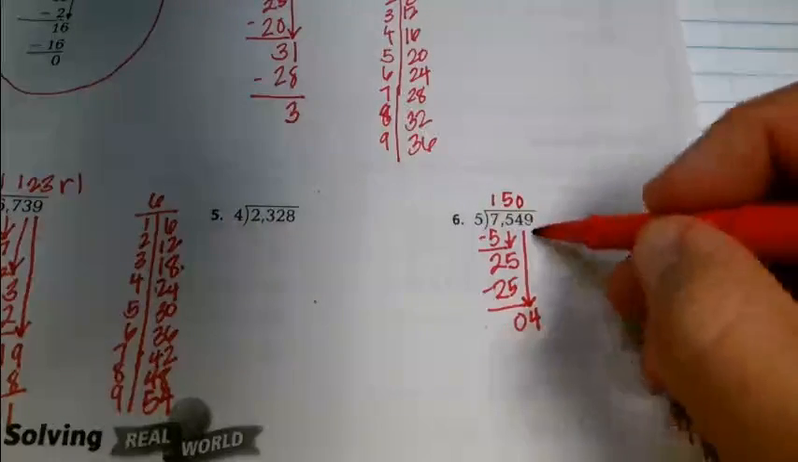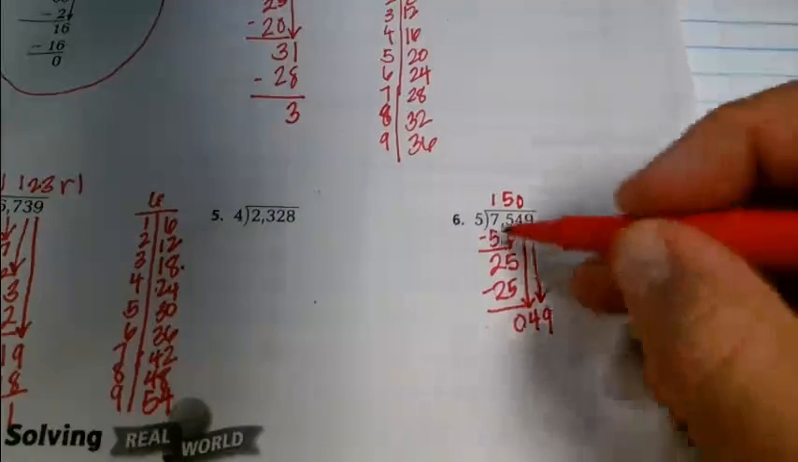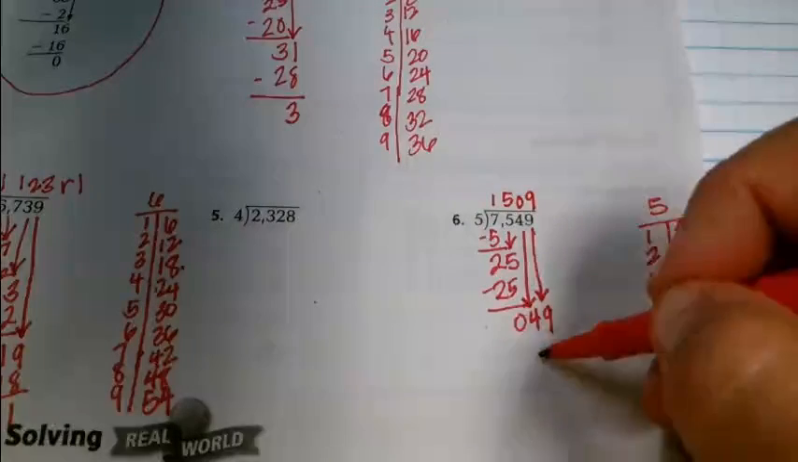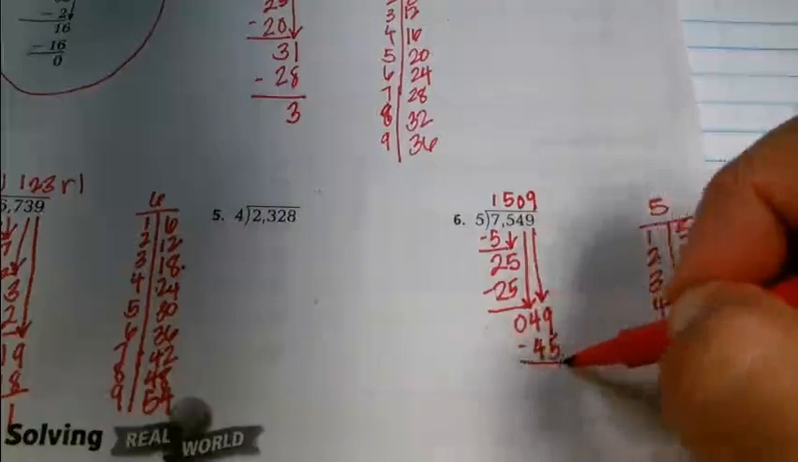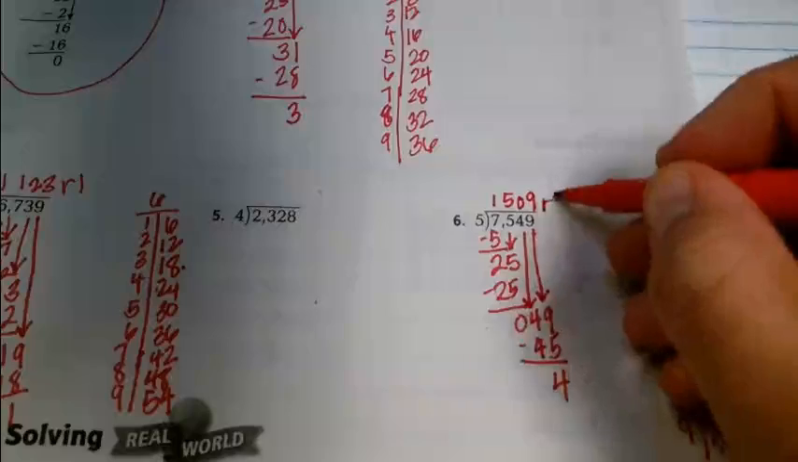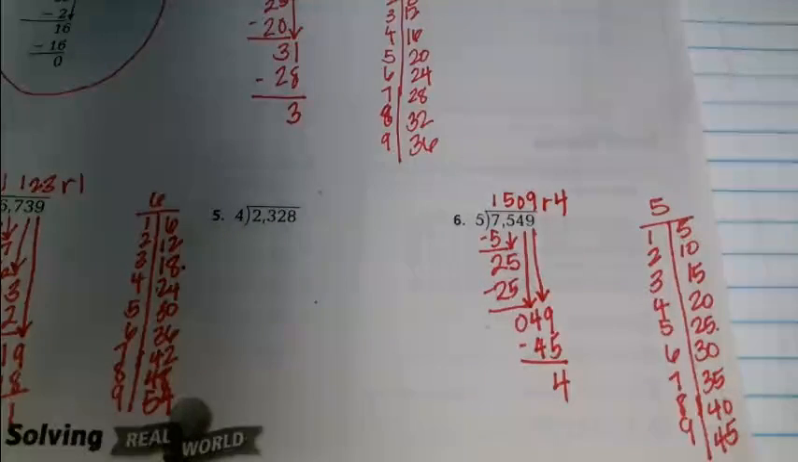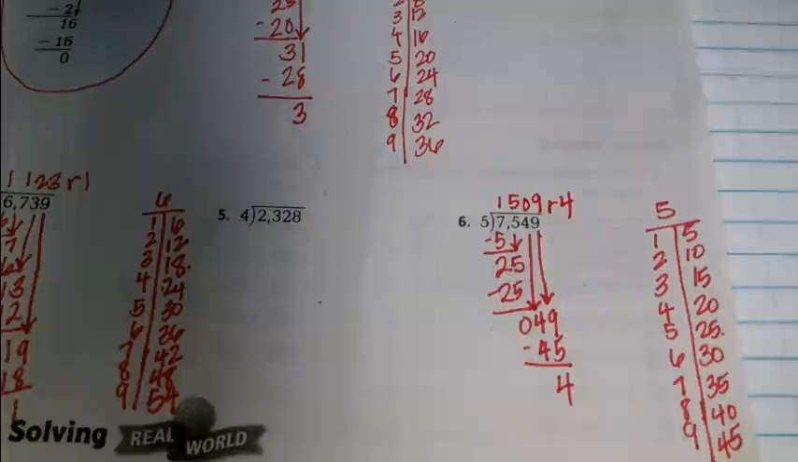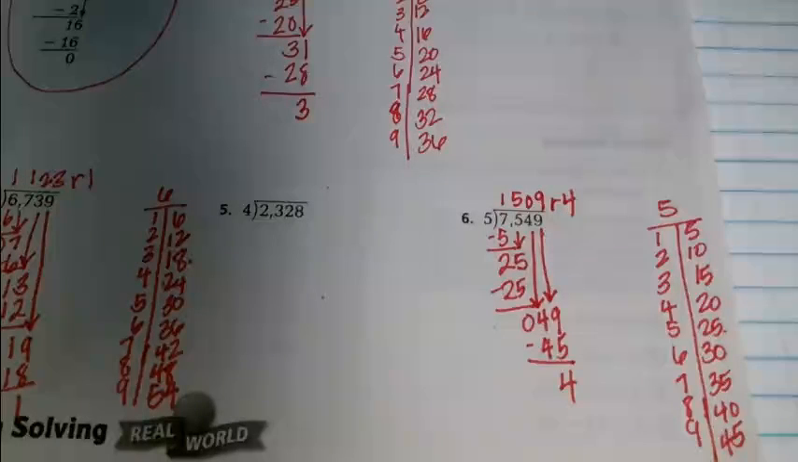So I'm going to put 0 here, and then I'm going to bring down the 9. 5 times 9 is 45. And that gives me a remainder of 4. And so your answer there is 1,509, remainder 4. And that is how you did last night's homework.